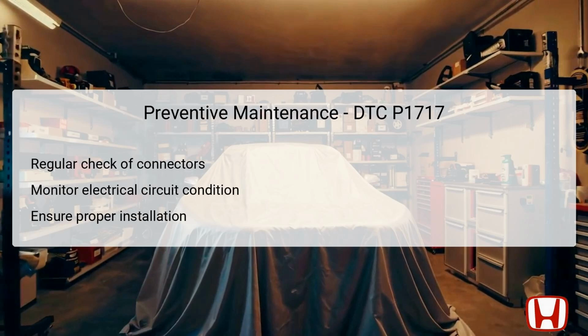For preventive maintenance concerning DTC P1717, regular checks of the transmission range switch connectors and wiring are essential to ensure smooth operation. Keeping an eye on the condition of the electrical circuits will help preemptive identification of any wear, corrosion, or damage that could lead to similar faults. Additionally, proper installation of components should always be a priority whenever repairs or replacements are made, as this directly impacts the reliability of the transmission system.